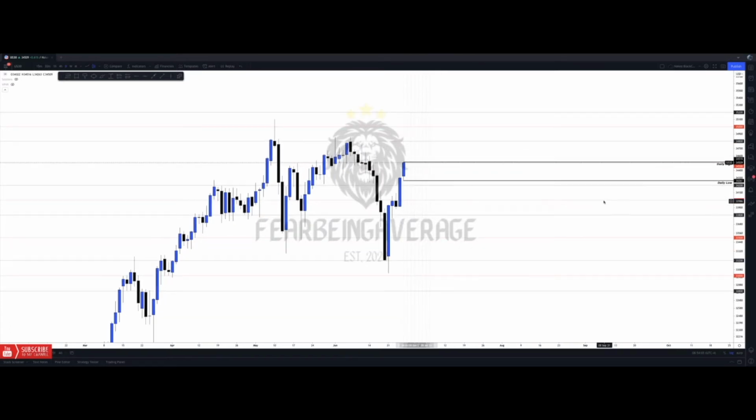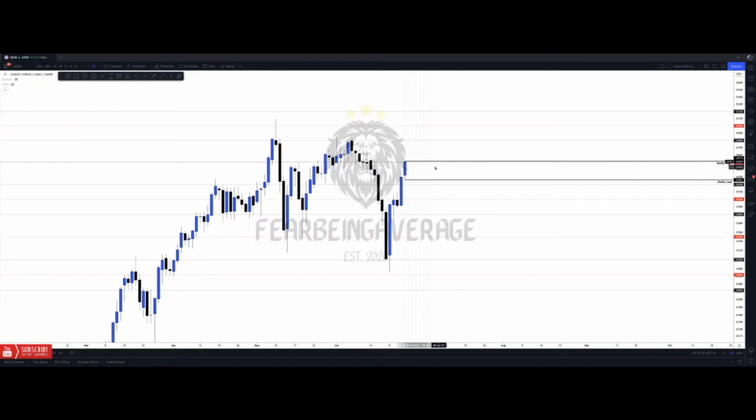So as always, we start off on the higher time frame on the daily, and we mark up the previous day high and low. As you can see, I already have that marked up, and while we're already on the daily time frame, I'm going to mark up my fib, and the fib that I'm going to be drawing is going to be from this high on the daily to this low down here.